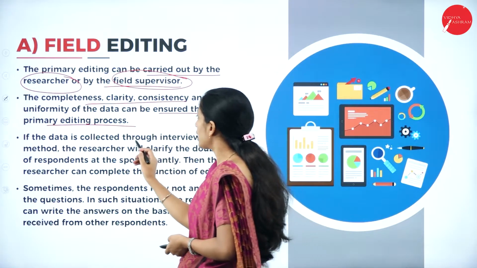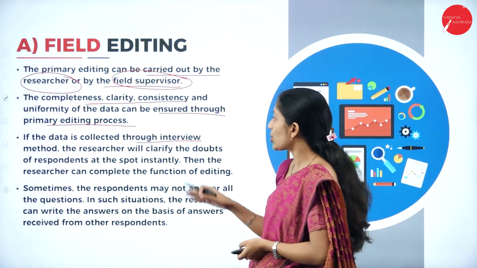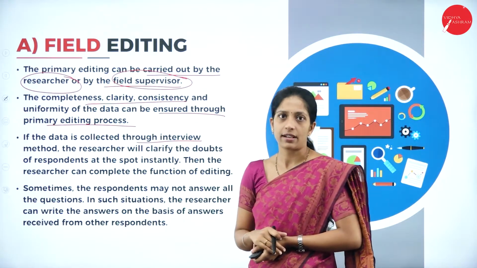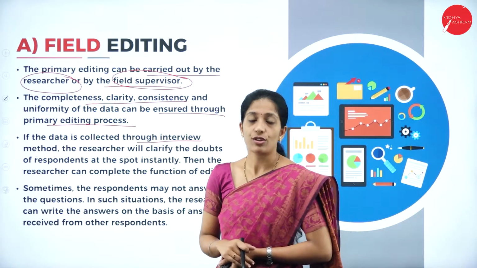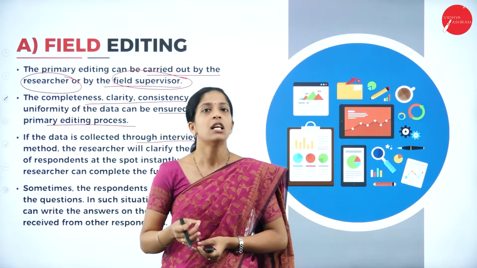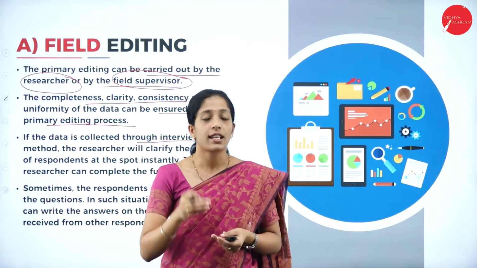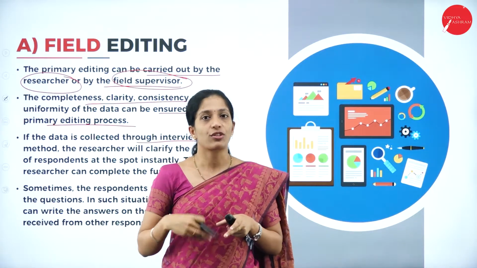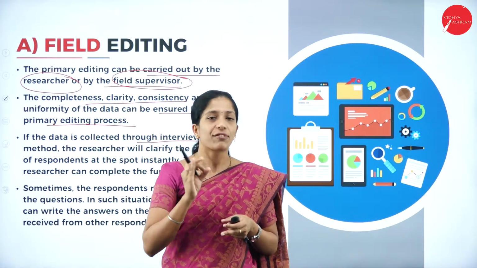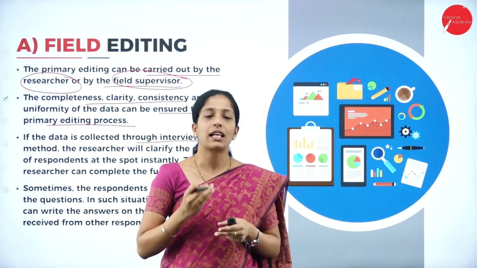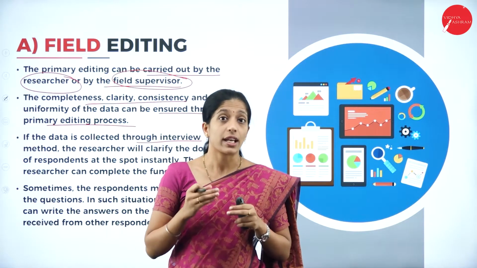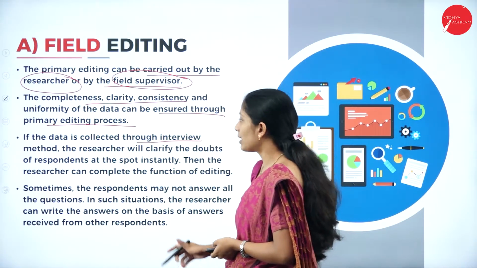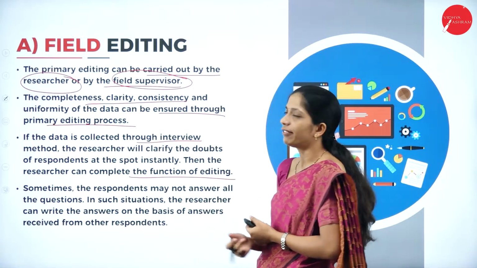If the data is collected through the interview method, the researcher will clarify the doubts of the respondents at the spot, instantaneously. So, what will he do? Suppose he is going to collect the information through the interview method. It's not that he is going to collect the information only through a questionnaire. He can collect the information through interviews also. If he has any doubt, he can directly ask the respondent. So, he can clear his doubt immediately through field editing. Then the researcher can complete the function of editing.